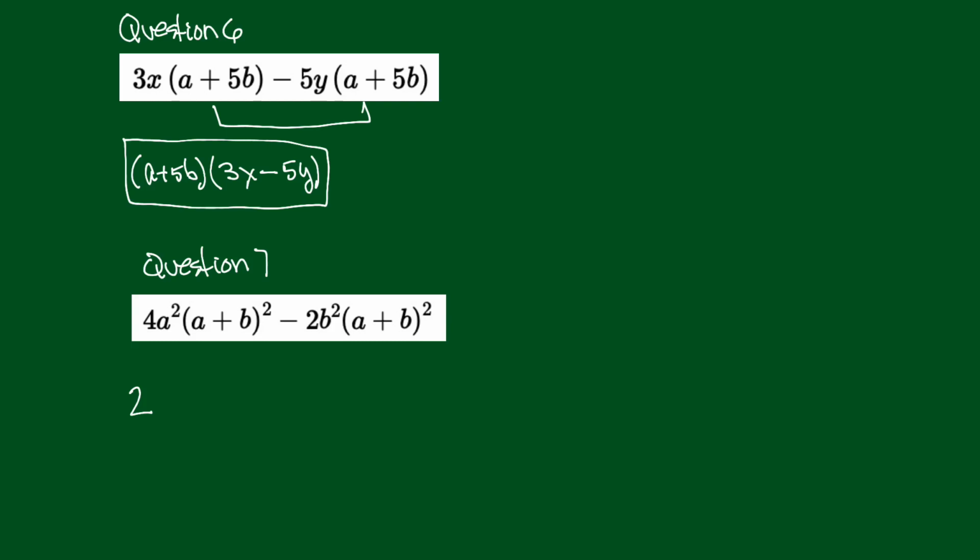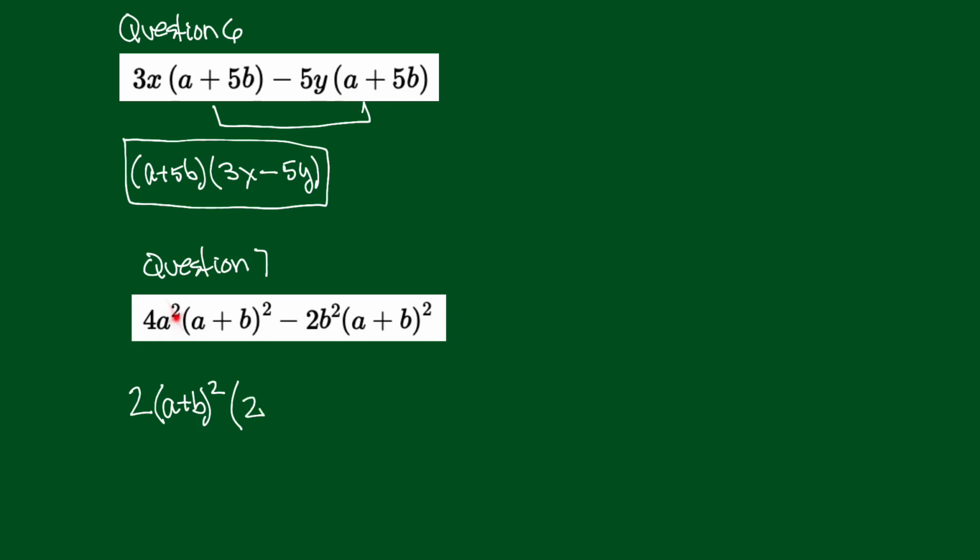But now I notice that I've got an a plus b squared here and an a plus b squared here. All right, so let's take that one out. So I can take out an a plus b squared. Now if I do that, what's left? All right, I'm going to write parentheses, and what's left? Well, let's see. 2 times what gives me that 4? So just do a division. 4 divided by 2 is 2.